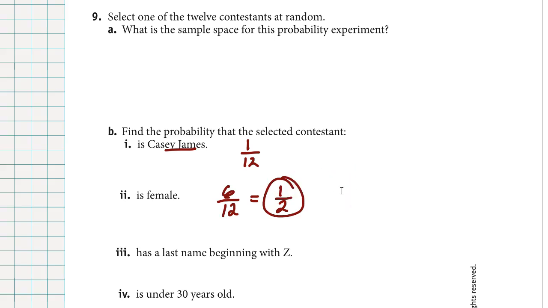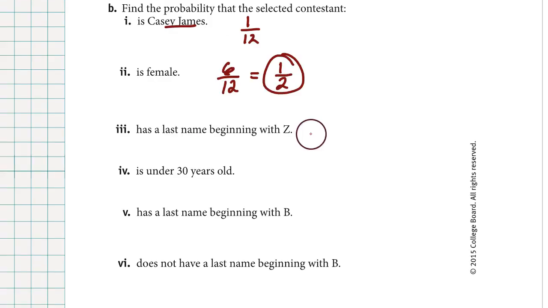Next one, what's the chance the contestant has a last name beginning with Z? This time the answer is 0 out of 12. Nobody has a last name that starts with Z. You should simply say 0. I'm going to pause the video for you to work the next couple of these.